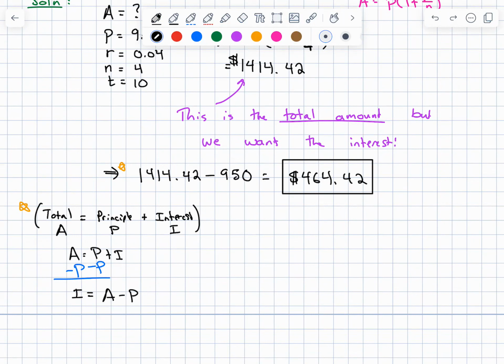So about the conclusion, why we're using like 950? Why are we using that? So that's the principal amount that was invested. Oh, okay.